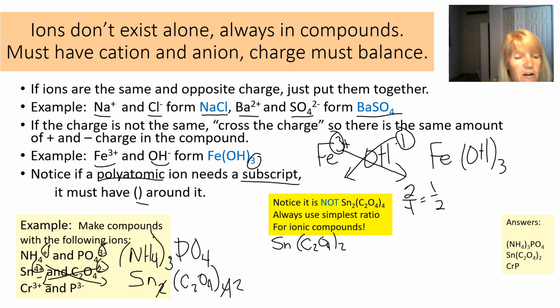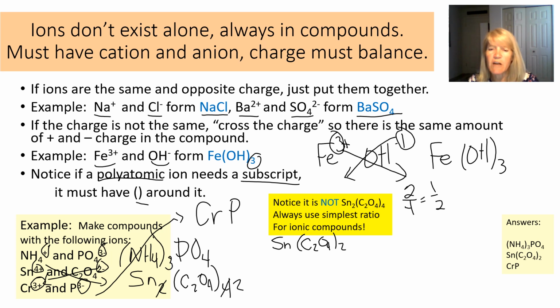And the last one, I'm kind of running out of space. We have Cr 3+, P 3-. Are those the same? Yes. This time they are. So this one is just CrP. And that's how we write the compound. So the important thing is that the charge has to balance, that we have to have the same amount of negative and positive, and we can get that by crossing the charge if it's different.